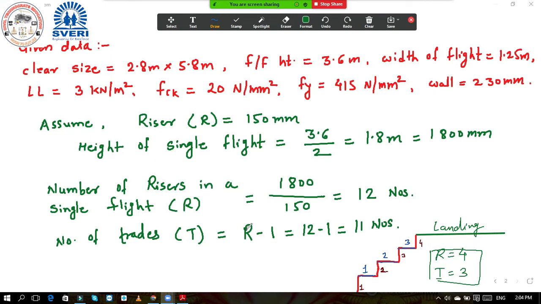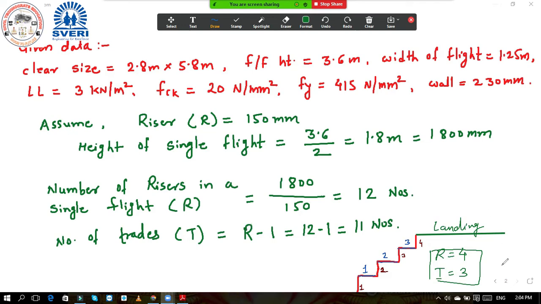So how much is it? We need to do the calculation. If we take 280 as the width of the tread, which is the dimension of the tread, and we want 11 treads, then what will be our going length?